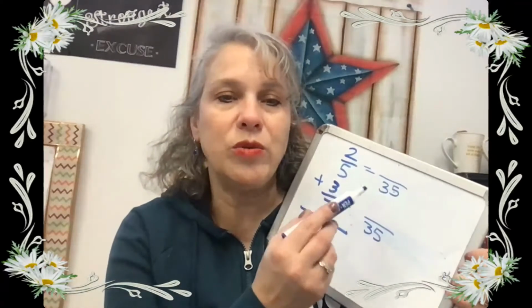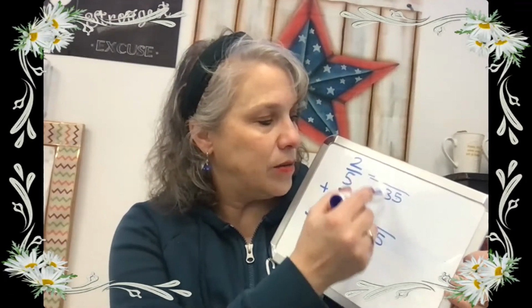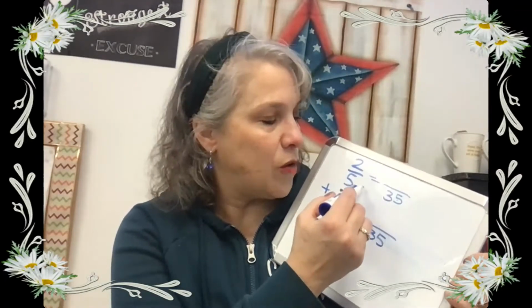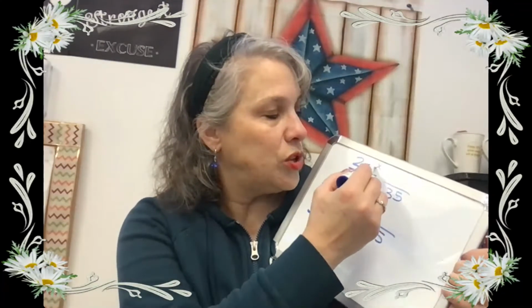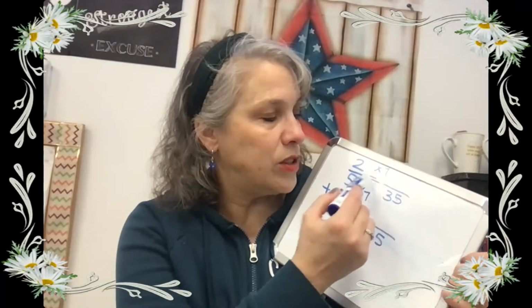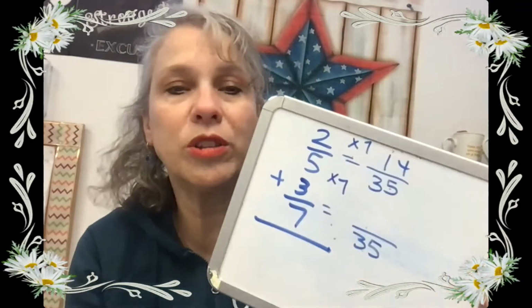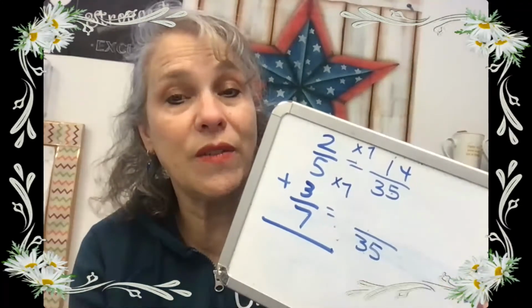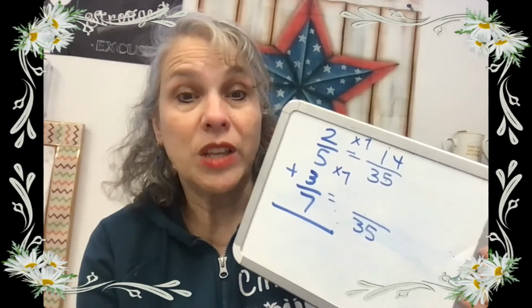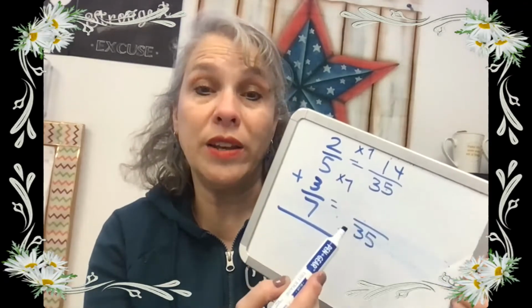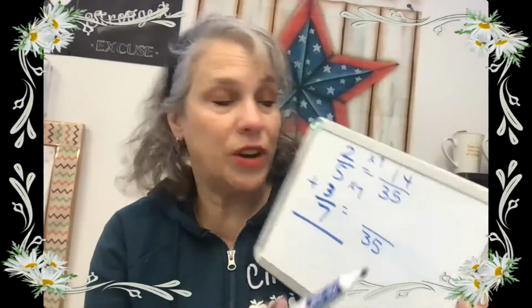What I do is I multiply the top and the bottom by the same thing to get my equivalent fraction. So 5 times 7 is 35. 2 times 7, see how it's the same number, is 14. Now I can multiply by 7 over 7, and 7 over 7 equals 1. So it's like I'm multiplying by 1. 1 times anything is that number, but it looks different.